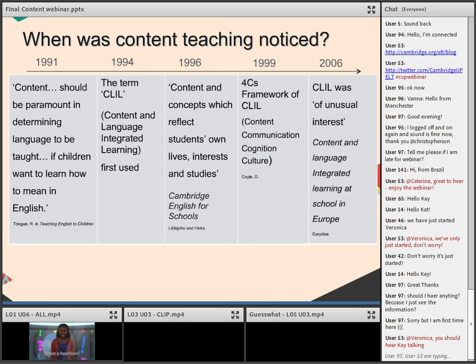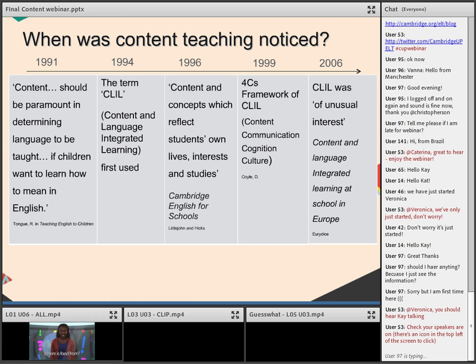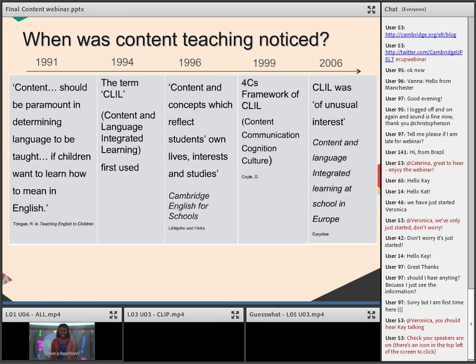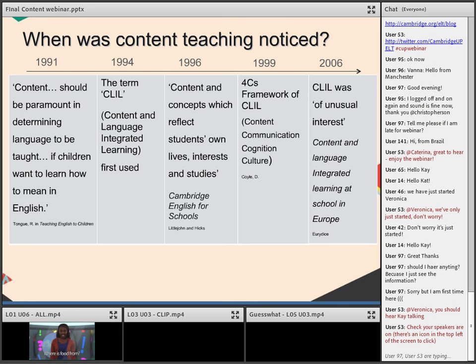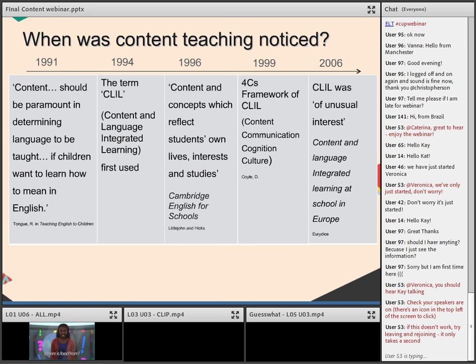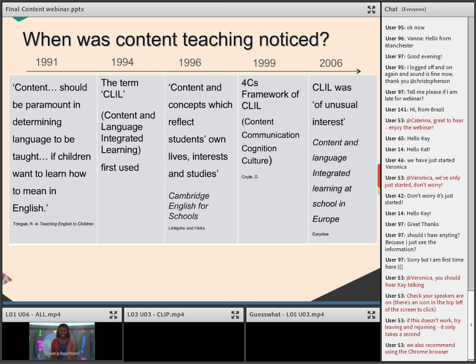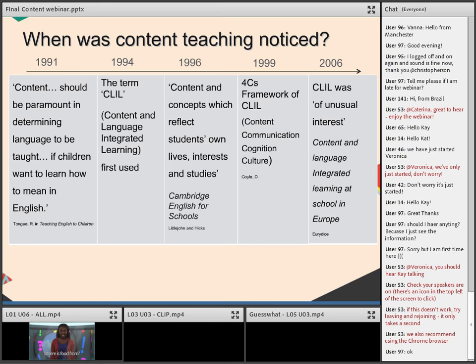In 1996, a completely new set of language books was published for young learners aged between about 10 to 15, and on the book cover, content is an important element. Content and concepts which reflect students' own lives, interests, and studies. Many schools still use these books today in reprinted form. In 1999, Coyle's 4Cs framework of CLIL was used as a planning tool. Again, content came first, followed by communication, cognition, and culture. All of these 4Cs are key elements of integrated content and language learning.